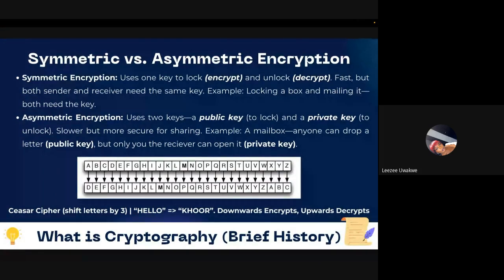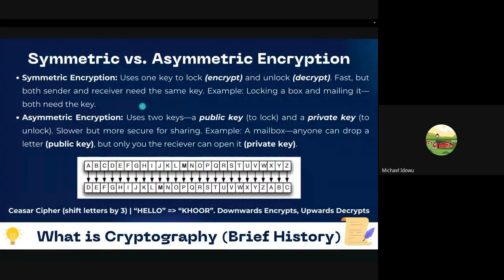I also picked the asymmetric because it's already saying here that it is slower but more secure for sharing, in the sense that it's a different key. The public key locks and a private key unlocks it. So it is more secure. So I think I'll go with asymmetric encryption. Then the receiver can open it. Beautiful.